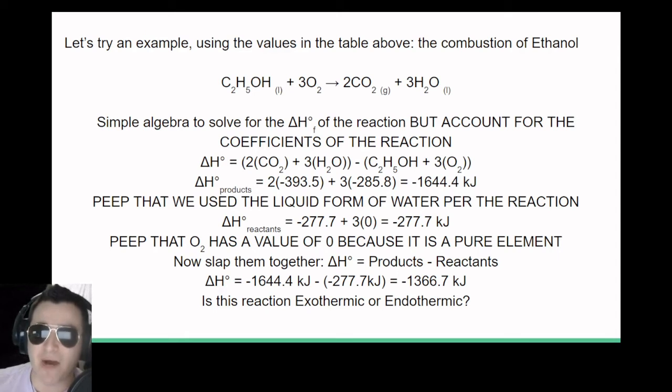We have the combustion of ethanol. You remember that whoosh bottle that you did in class? Oh, we were so young. We were so naive.